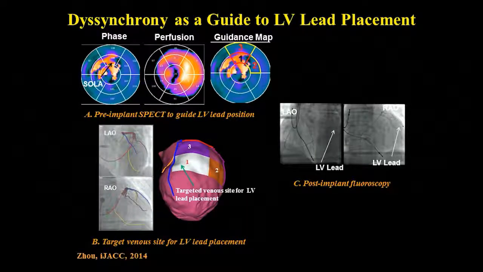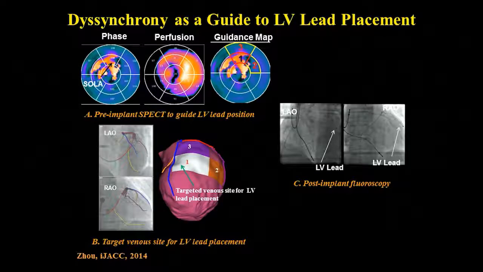This can be done with SPECT. SPECT has the advantage that in one acquisition, you get data on perfusion, data on function, and data on where the scar is. You can quantify your scar based on the sum difference score and the percentage of myocardium that's scarred, and also get the phase information. Not only that, you can get information on the site of latest activation and whether it is in a scar.